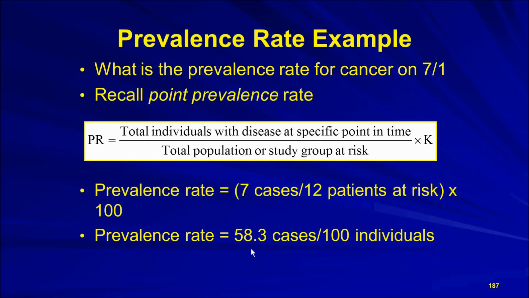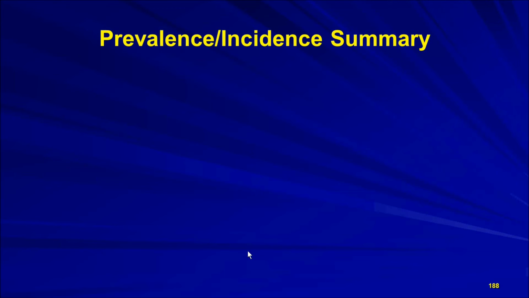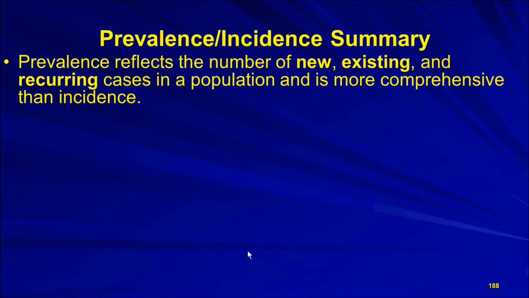But in this case, another way to say it is that a little more than half, out of every 100 people, have cancer. And that's a meaningful explanation to most people. Now, prevalence, again, reflects the number of new, existing, and recurring cases in a population and is more comprehensive than incidence, and it includes incidence. And I'm talking about rates here, right?